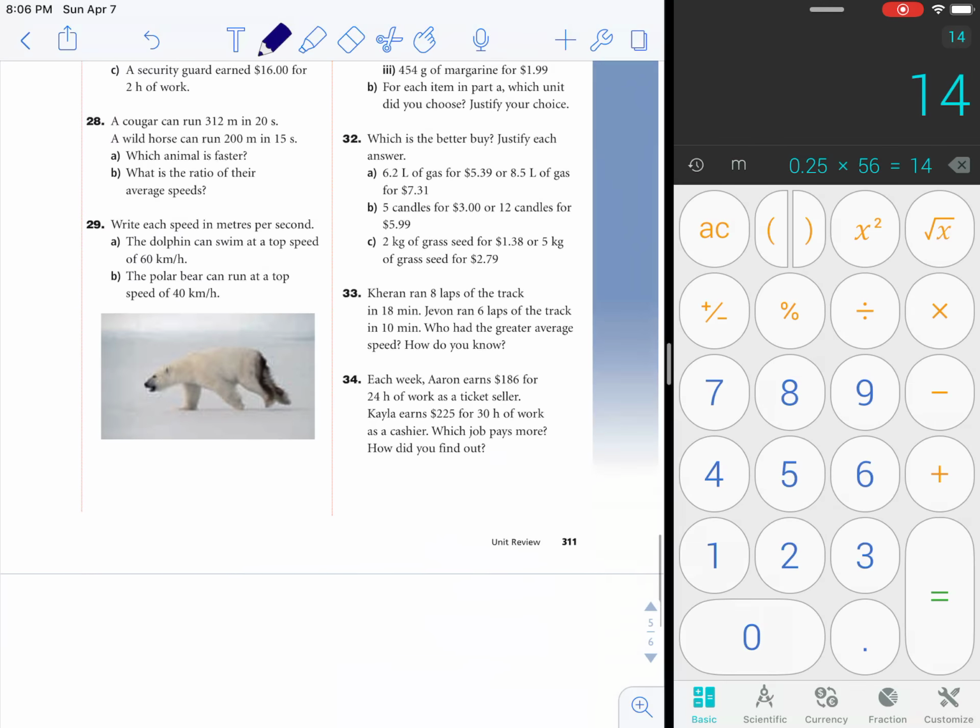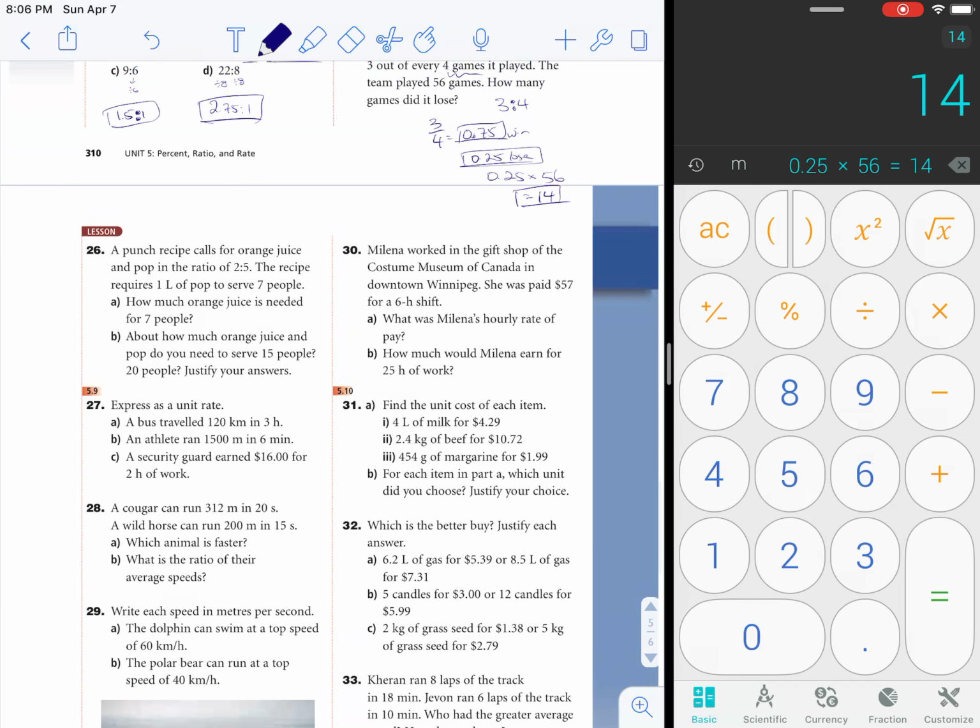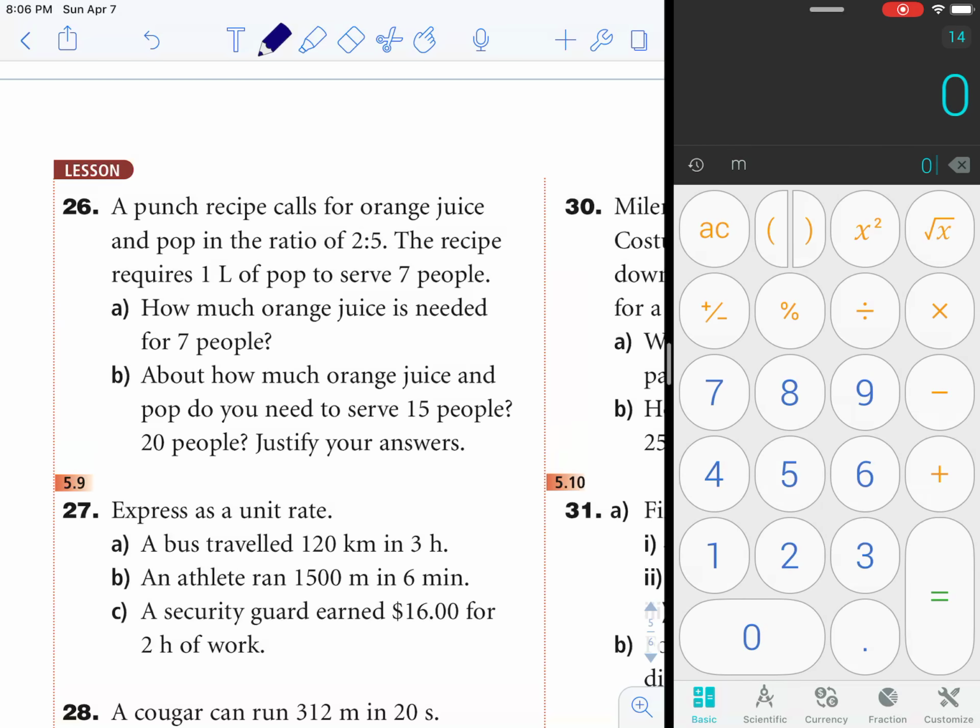Okay, last page. 2 to 5, the recipe requires 1 liter of pop. Okay, so 1 liter pop for 7 people. And how much orange juice do we need? Okay.